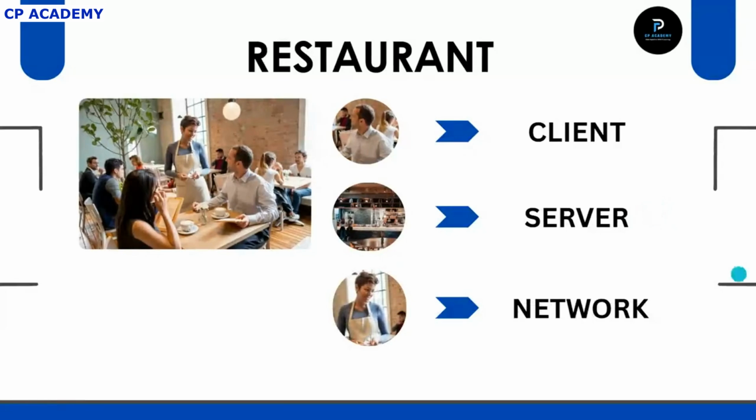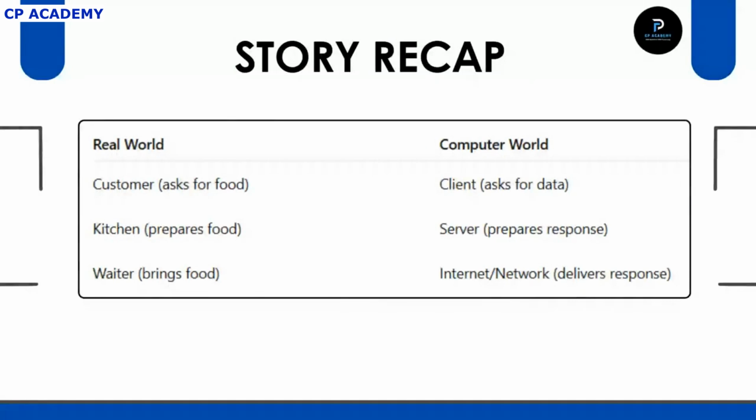In the real world, a customer asks for food; in the computer world, the client asks for data. Here the customer is the client, asking for data from the server. In the real world, a kitchen prepares food; in the computer world, the server prepares the response to what the client asks. And the waiter brings the food; here the internet or network delivers the response given by the server to the client. The client server model is about the one who requests the information.